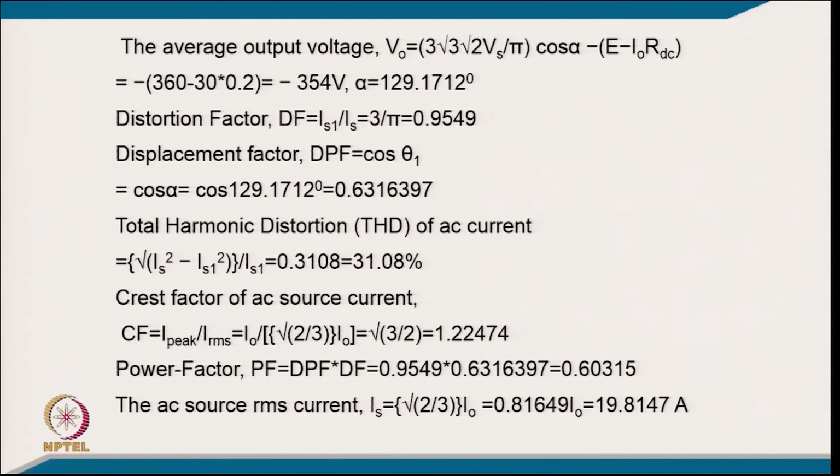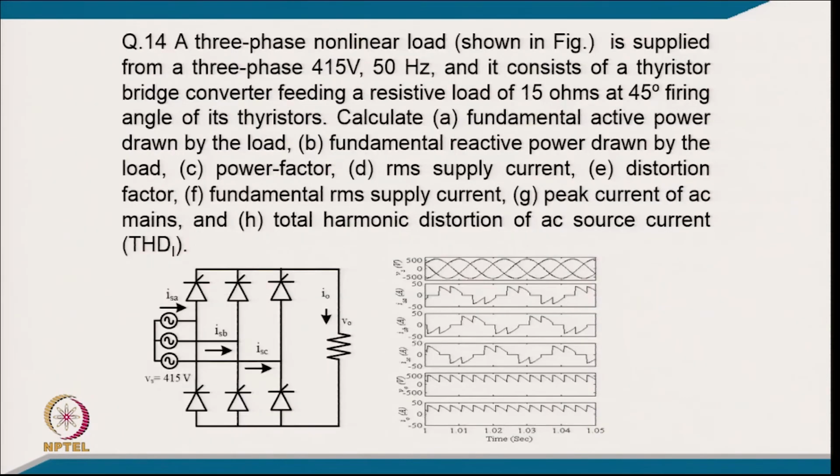That is 31.08%. The crest factor is peak upon RMS. Putting in the values, it comes to root 3 by 2, 1.2247. It is still less than that of a sine wave, which is root 2, 1.4. The power factor is displacement factor into distortion factor. Putting in the values, it comes to 0.60315, and the AC mains RMS current, that is root 2 by 3 into I0, comes to 19.8147.